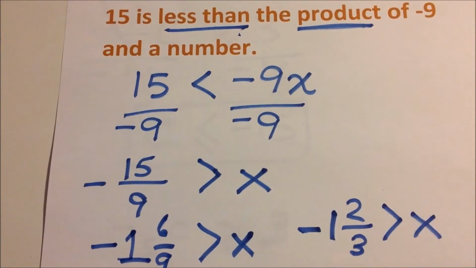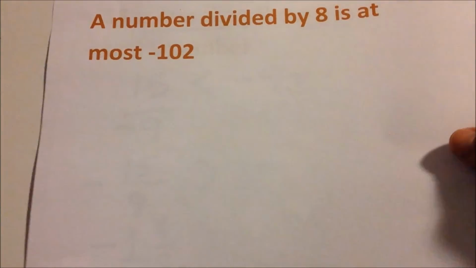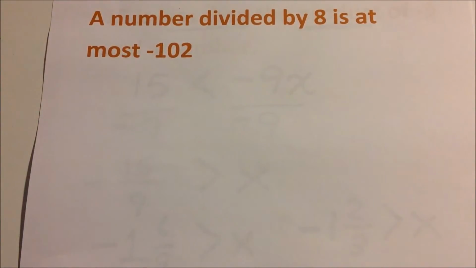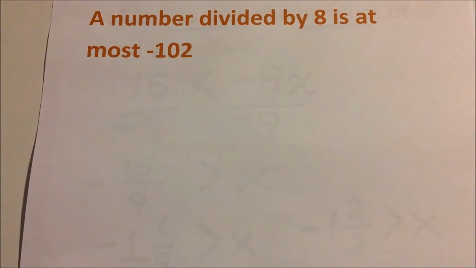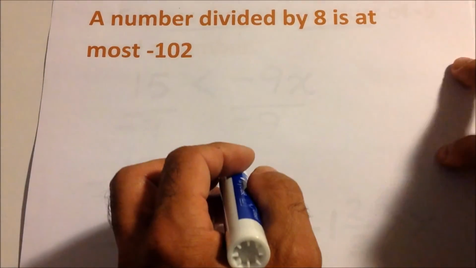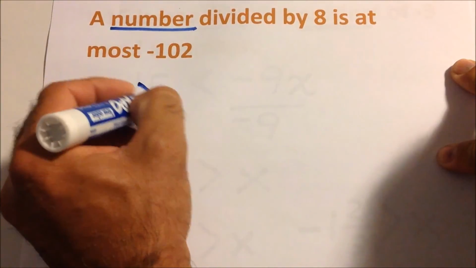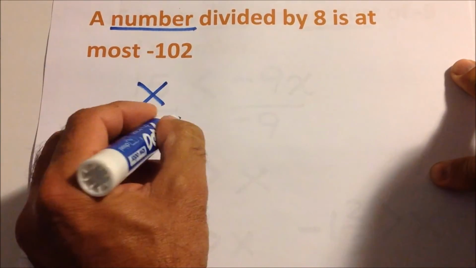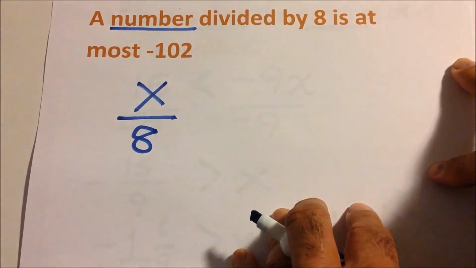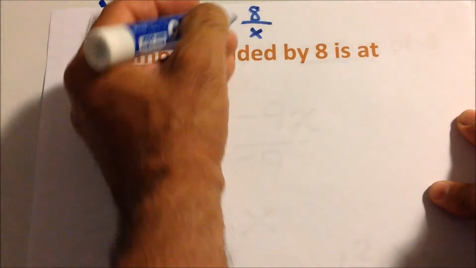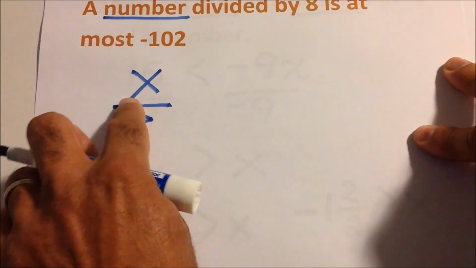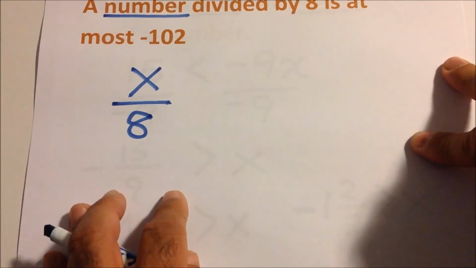Bring that over. Okay, see if you can do this one. A number divided by 8 is at most negative 102. Remember, we used those terms in the last video. So a number, we don't know what the number is, so we can say x is divided by 8. The number is divided by 8. If I said 8 is divided by a number, it would look like that. But I'm not saying 8 divided by a number, we're saying a number divided by 8 is at most.